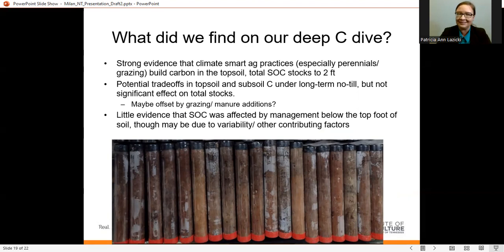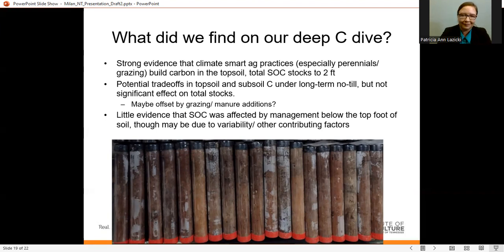We found strong evidence that climate smart ag practices, and it seems like especially perennials and grazing, built soil carbon in the topsoil, and that showed up in the stocks down to 2 feet generally. We saw some potential trade-offs in topsoil and subsoil carbon under long-term no-till, but it didn't have a significant effect on total stocks, and some evidence that it could be offset by grazing or manure additions.